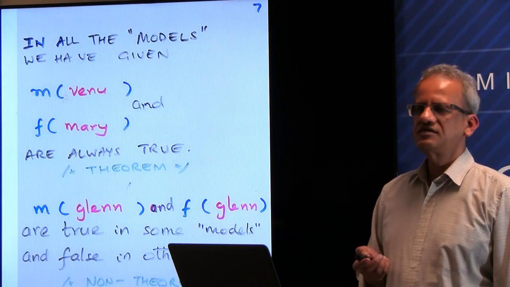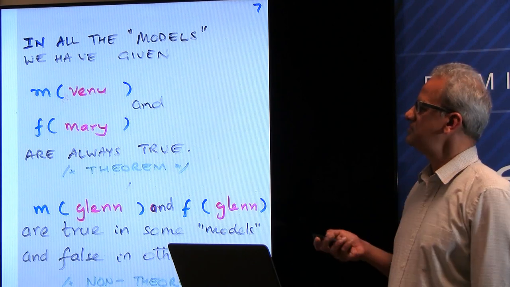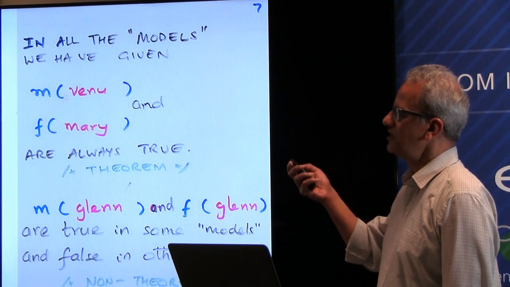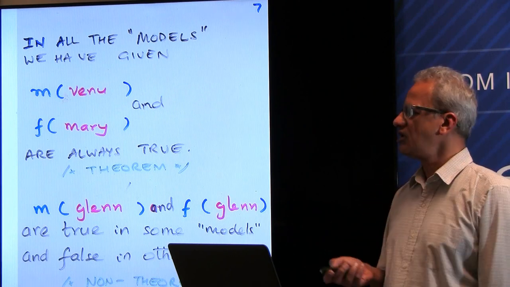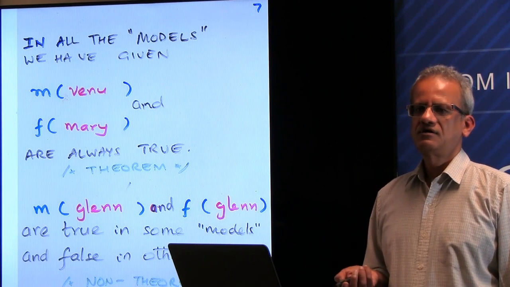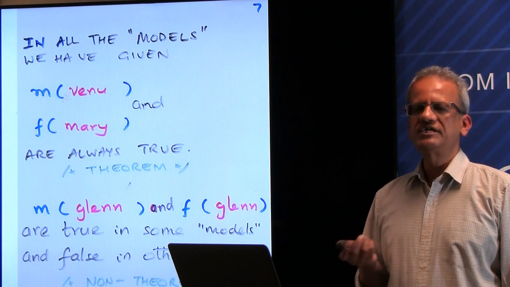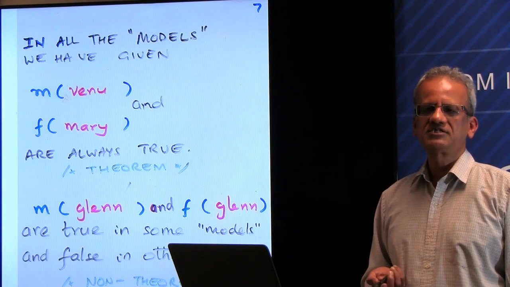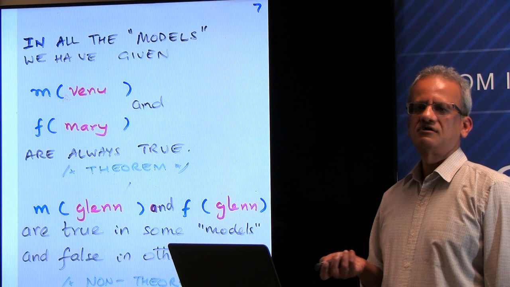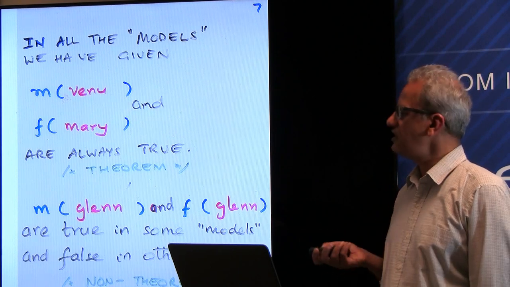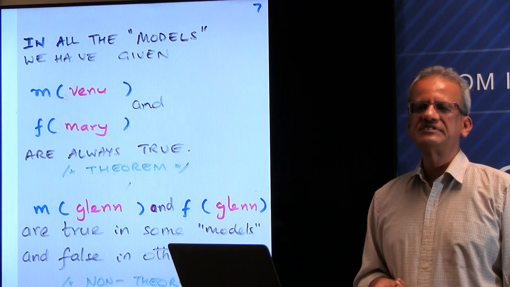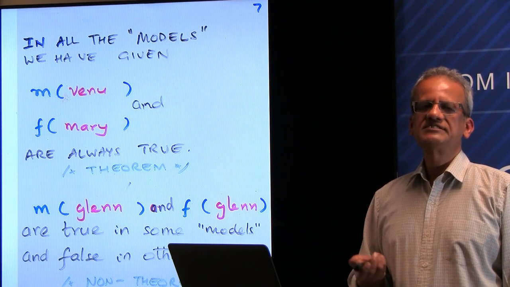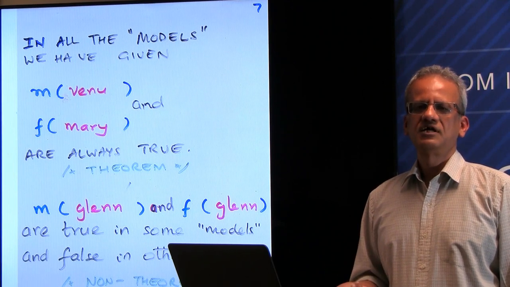So based on the input, actually this is pretty simplistic, so we see that M of Venu, irrespective of the interpretation, will always be true. And F of Mary will always be true, irrespective of what interpretation you provide for M and the other pieces. So we call these theorems. So as long as the machine derives these theorems, it is in very safe territory. It's not going to upset anybody, right?